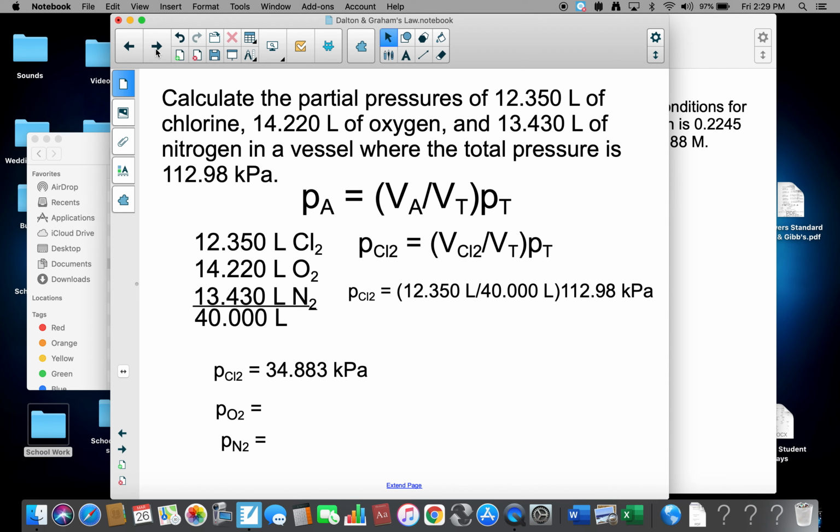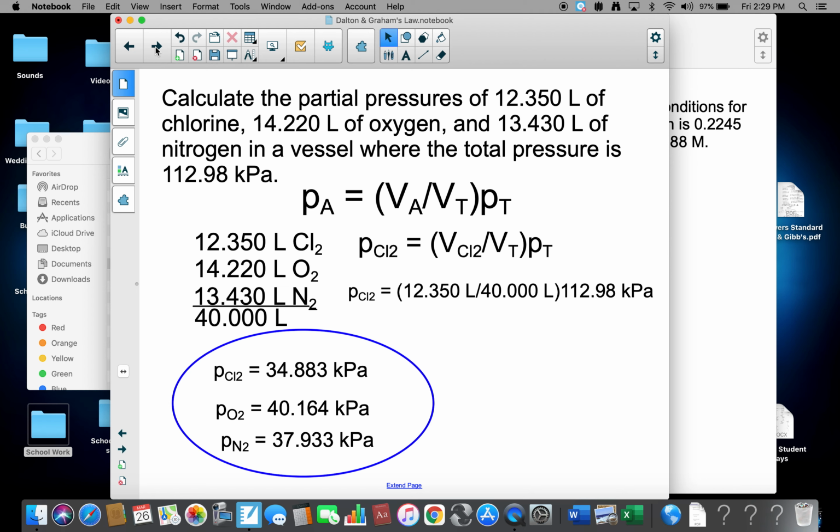Now, I did ask for the pressures for all three, so I'll need to find the other two. So if I take my 14.220 divided by 40 multiplied by 112.98, and my 13.430 divided by 40 times 112.98, we're going to get 40.164 kilopascals and 37.993 kilopascals. These are actually my answers. This is done with the problem for what I'm asking.